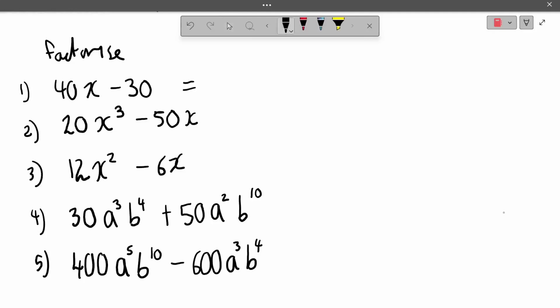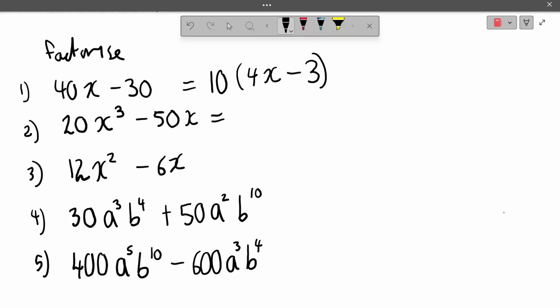So if we look at the first example, at least the number side of it, we have a 40 in the first bit and 30 in the second bit. The best I can divide them both by is 10. The second bit's got no letters, so that's as good as we can go. And then we're going to divide them both by 10. So the 40 divided by 10 is 4. And then we have an x, minus, and then 30 divided by 10 is 3. So that's it. That's the first one.